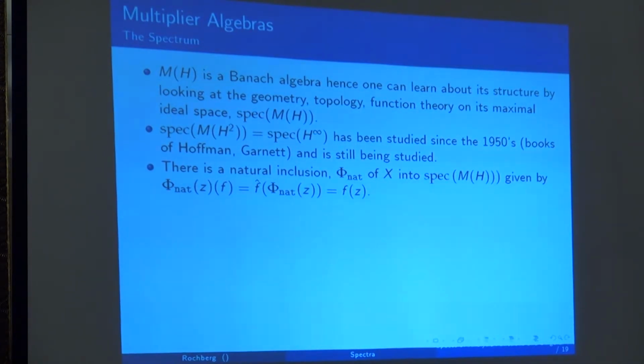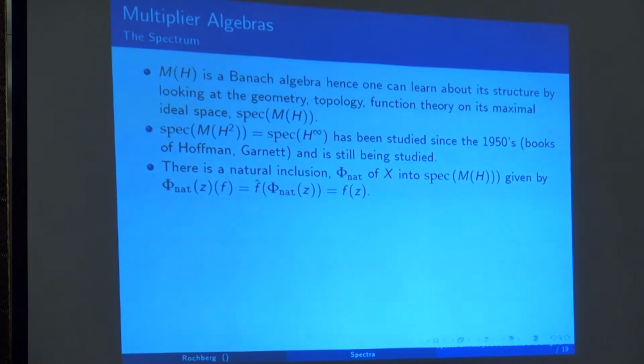The spectrum is a space of point evaluations. Evaluating at a point in the unit disk is a multiplicative linear functional in the algebra of bounded analytic functions, and that process lets you identify points in the disk with points in the maximal ideal space.